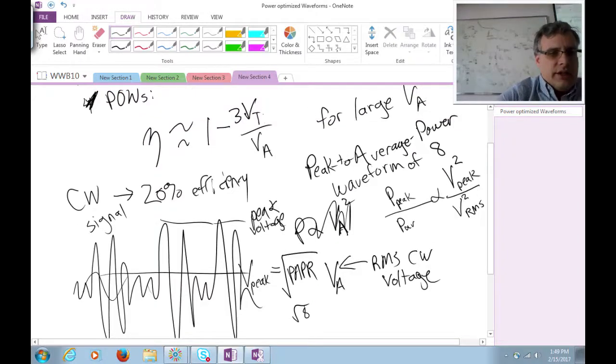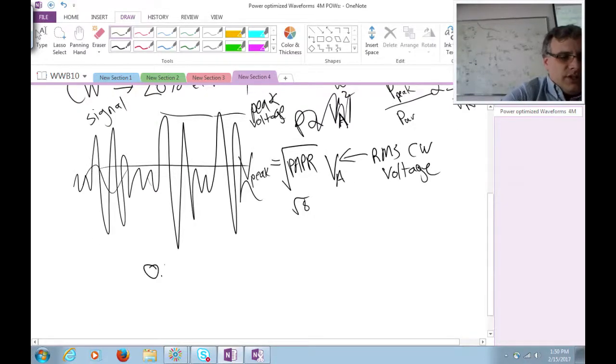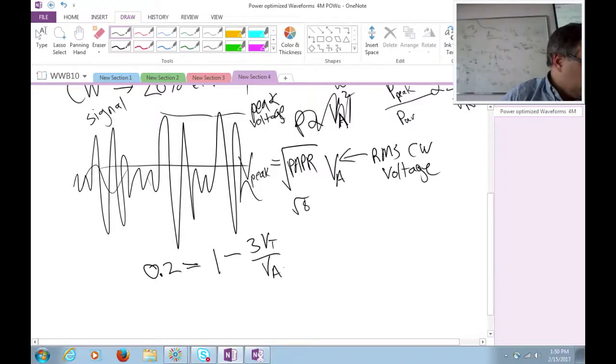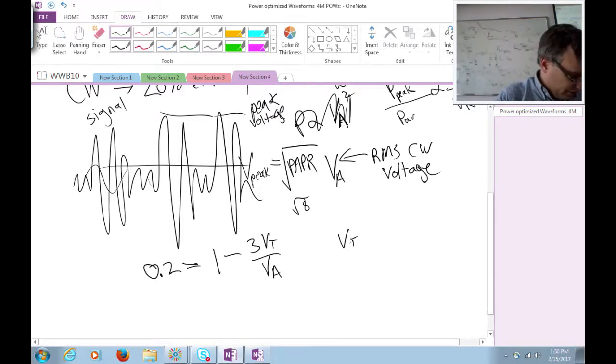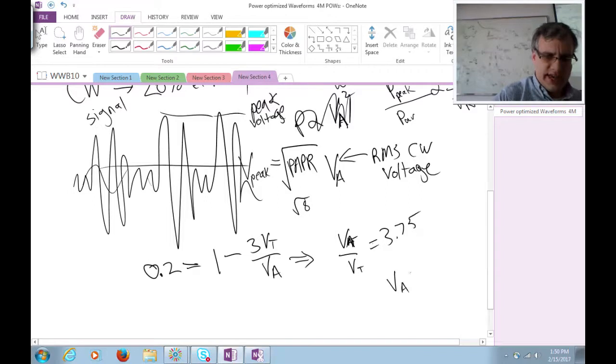And now we also have an expression that characterizes our device. We said at CW, there's only a 20% efficiency for this signal. Which means that if you solve for the ratio of VA over VT, you get 3.75. Or in other words, VA is about equal to 3.75 VT. We're not given the turn-on voltage of the diode, but it turns out we're not going to need that. That'll cancel out.